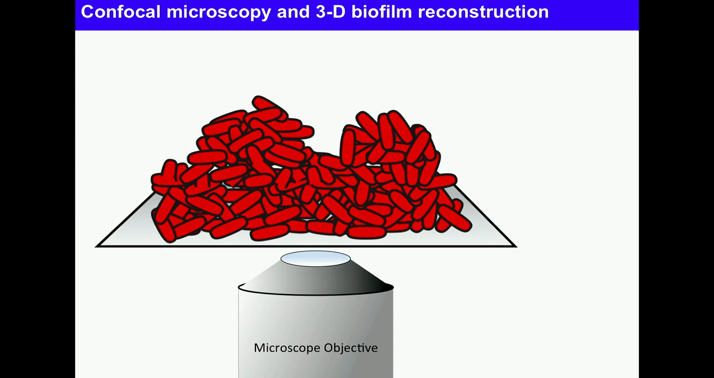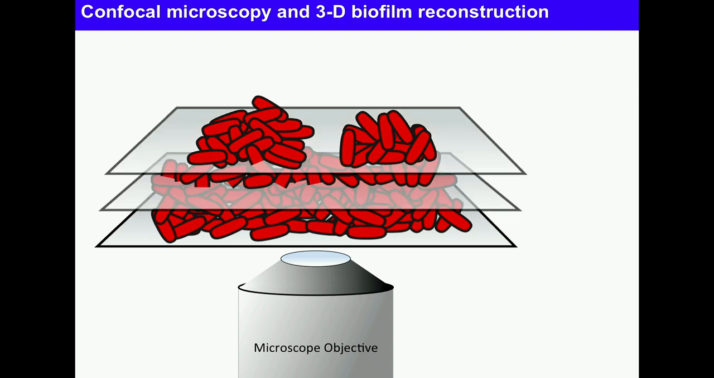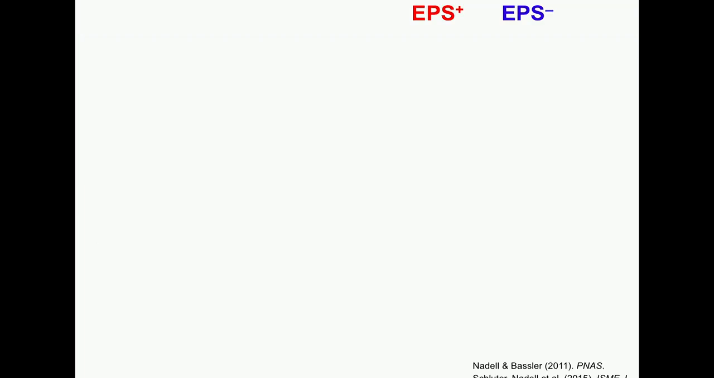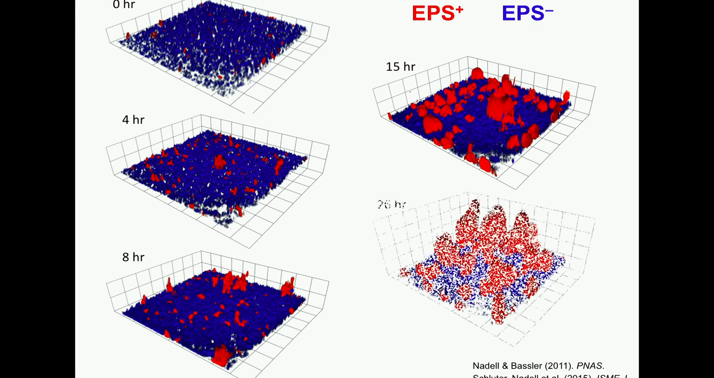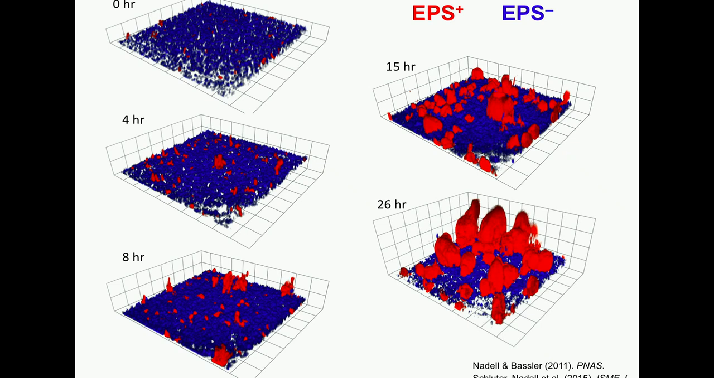So we use something called a confocal microscope that's able to isolate optical sections of this sample. So it takes light only from a chosen focal plane, and by taking many of these samples successively, we can build a three-dimensional picture of the system. Okay, and so this is what it looks like. This is the progress of competition between the two, where the EPS secreting strain starts at a very low abundance.